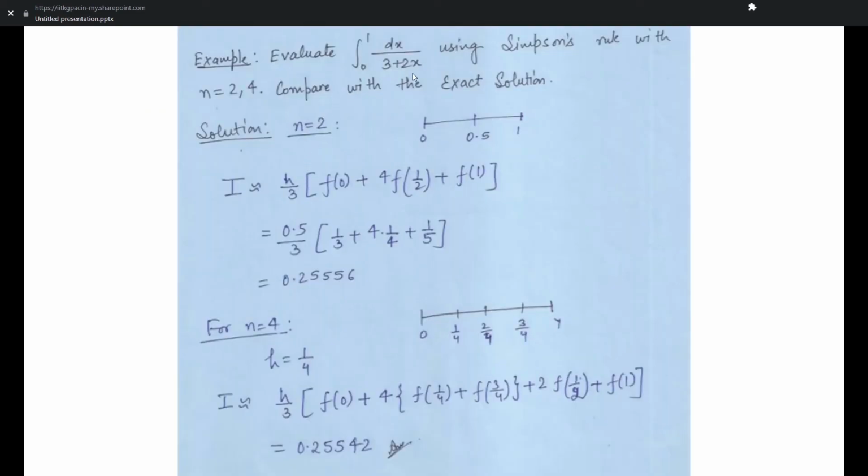We have to evaluate this integral using Simpson's rule for n equal to 2 and n equal to 4. For n equal to 2, our expression is something like this. We plug into the formula and then we obtain our result. For n equal to 4, we divide our interval into 4 parts, and we just plug the values into the formula, and we get an answer 0.25542, which is very close to the exact answer 0.25541.